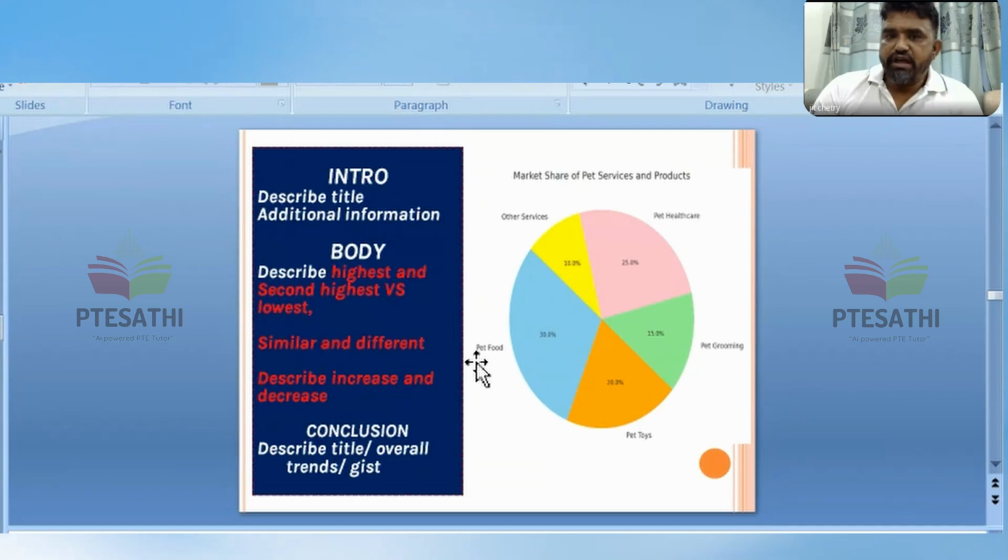So altogether, I can see 5 sentences here. Introduction consisting of maybe 2 sentences, body 3, and then conclusion 1. Introduction 2 or 1, then body 3 sentences, and then conclusion.